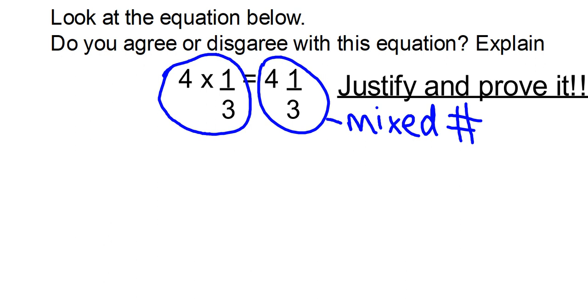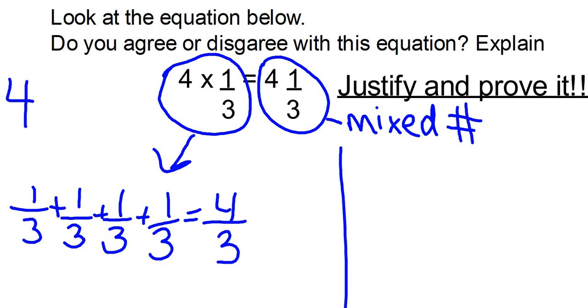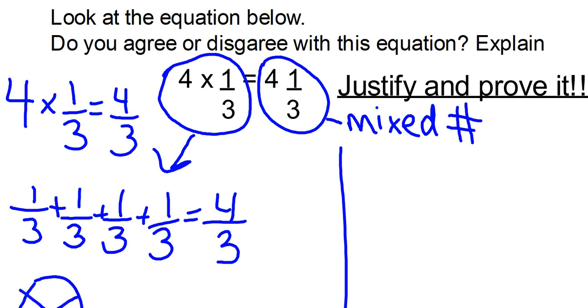Okay, so first what I'm going to do is look at this side of the equation. Okay, and 4 times 1/3. So 4 times 1/3 is really saying 1/3 plus 1/3 plus 1/3 plus 1/3, which equals 4/3. Now, I know that 4 times 1/3 equals 4/3. But let's say I needed to draw a visual, right? If I was to combine 1/3 4 times, what would it look like, right? So I'm going to do 1/3, this is 2/3, 3/3, 4/3, right?